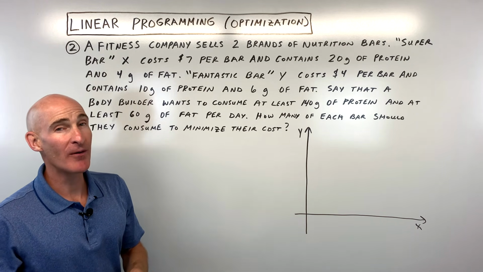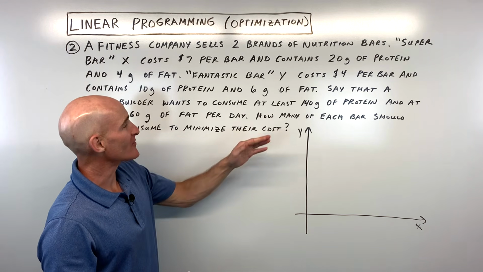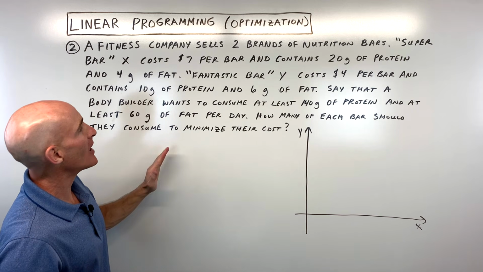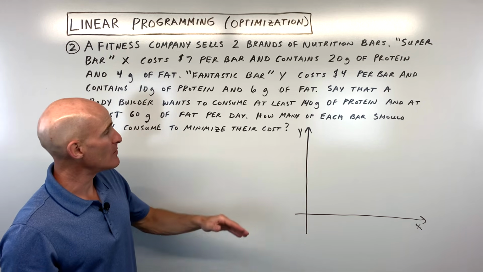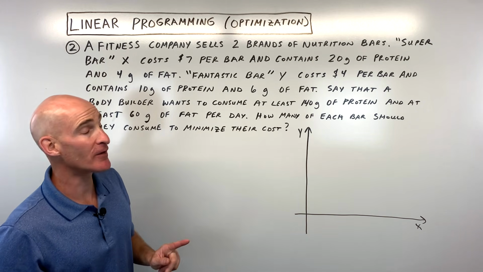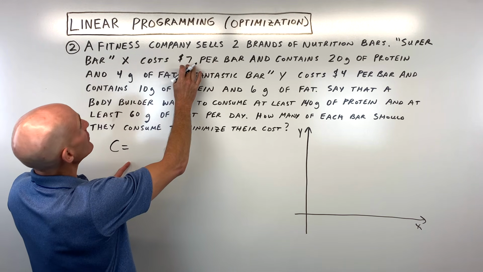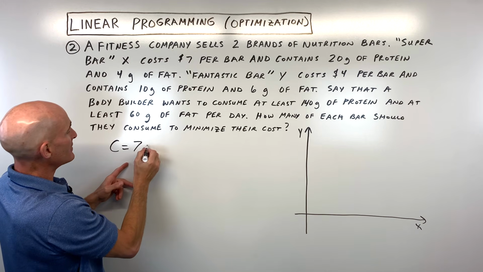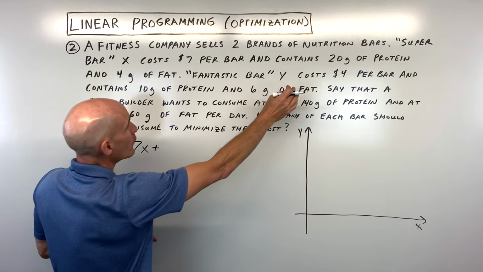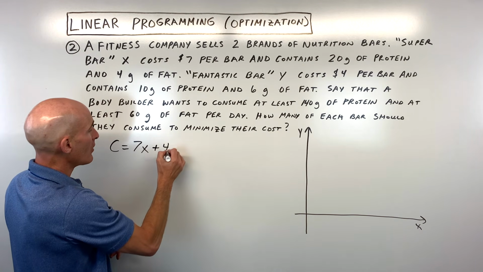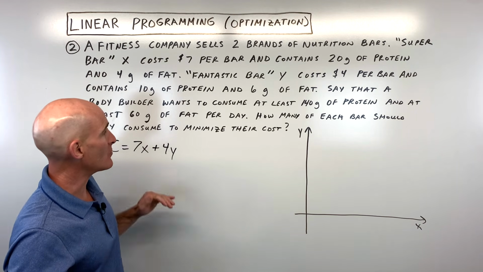Okay, so before we do this problem, this isn't nutrition advice. Make sure you talk to your doctor or a nutritionist to find out what you should actually eat here. But in this particular problem, let's figure out what we're trying to minimize. We're trying to minimize the cost. So let's write that objective function first. So the cost is what? It's $7 for Super Bar X, so $7 times the number of Super Bar X plus $4 for Fantastic Bar Y. So this is going to be the cost equation. This is what we're trying to minimize, our objective function.